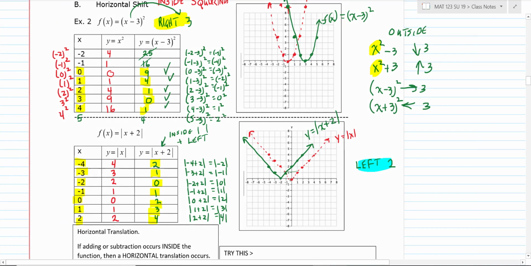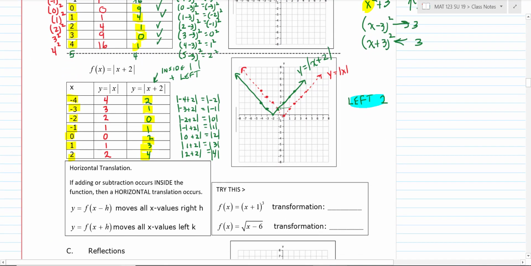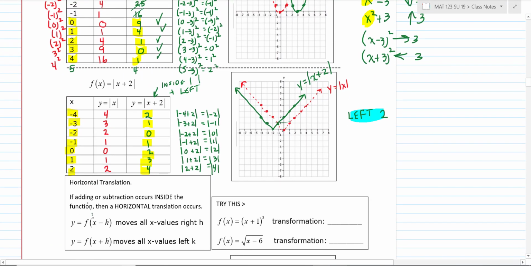All right, now down at the bottom of the page, this is sort of a summary. And so it says basically if you're inside the function, then a horizontal translation occurs. So if you had a minus, that would take you to the right. If you had a plus, that would move you to the left. Okay, so what is this going to do then? This is inside. What does the plus do? That would be left 1.